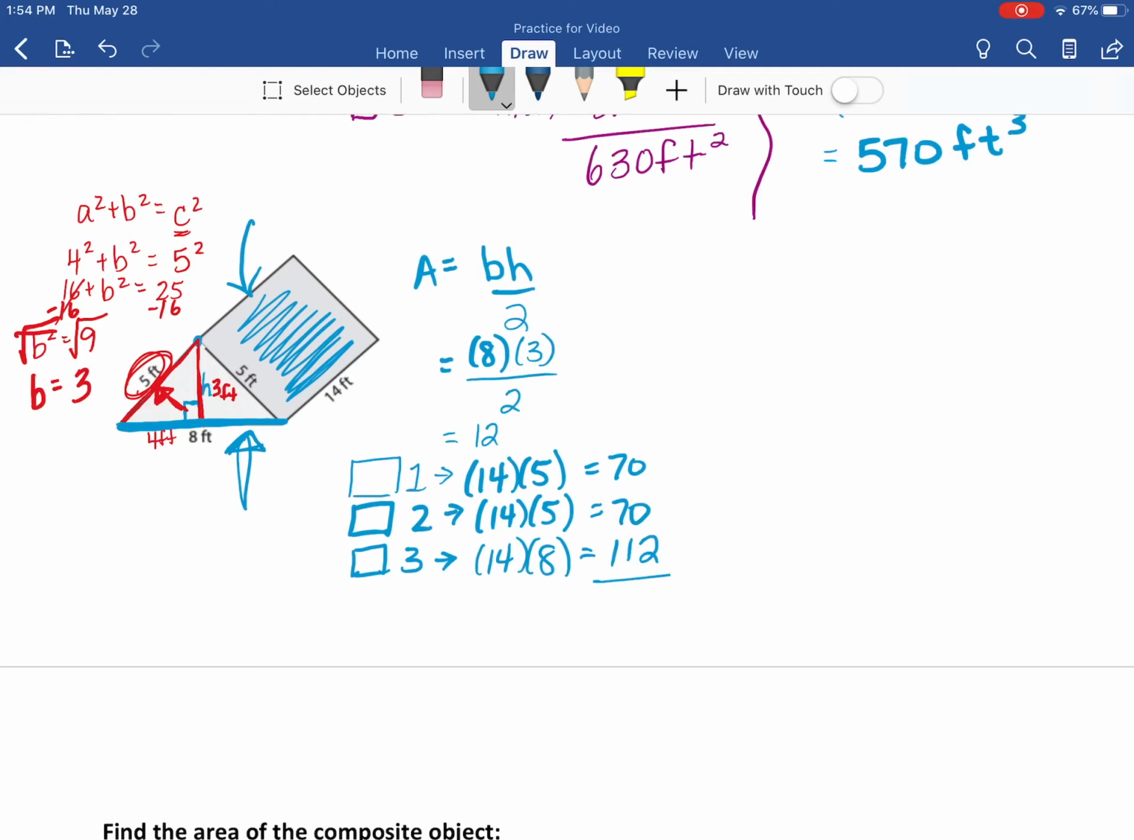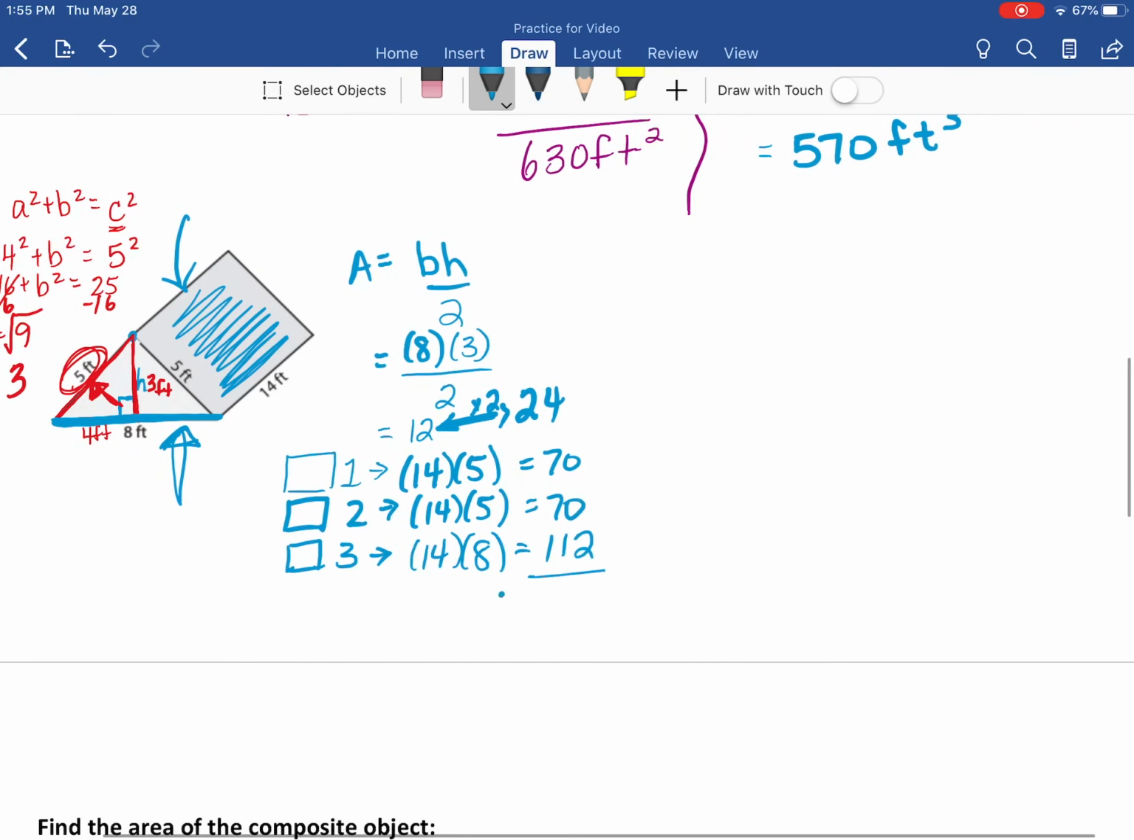Sorry, I got to back up here a little bit. This up here is the area of one triangle, but we have 2. We have one on the front and one on the back. So if I times that by 2, we get 24. So total surface area will be 112 plus 70 plus 70 plus 24. I'm getting 276 feet squared.